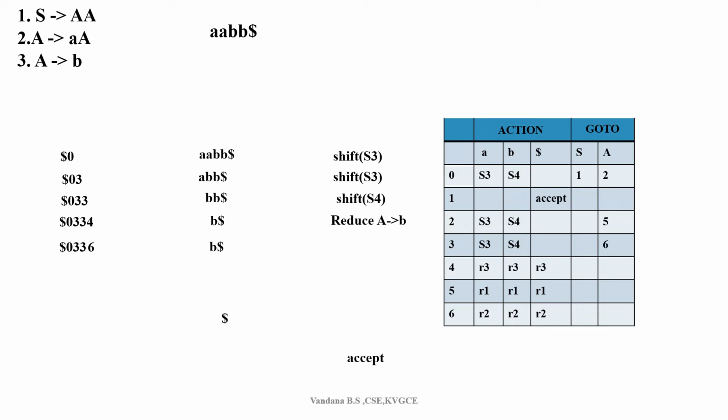What is 6 on B? It is again a reduce move. But what is the reduce move here? R2. R2 means production number 2. What is production number 2? A derives small a, capital A. So what is the right hand side? Right now we are looking at symbol B. Now there is something like a handle, right? The handle in the stack is going to be replaced with capital A.